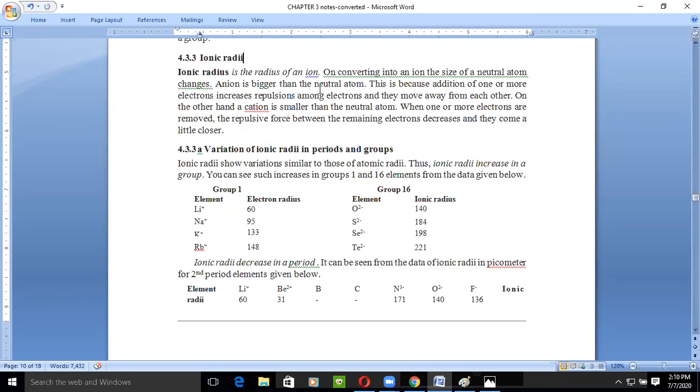Then what will happen? Anion is bigger than the neutral atom. The size of an anion is large as compared to the cation. Why does this happen? This is because the addition of one or more electrons increases the repulsion among the electrons, and they move away from each other. What will happen in the case of anion?